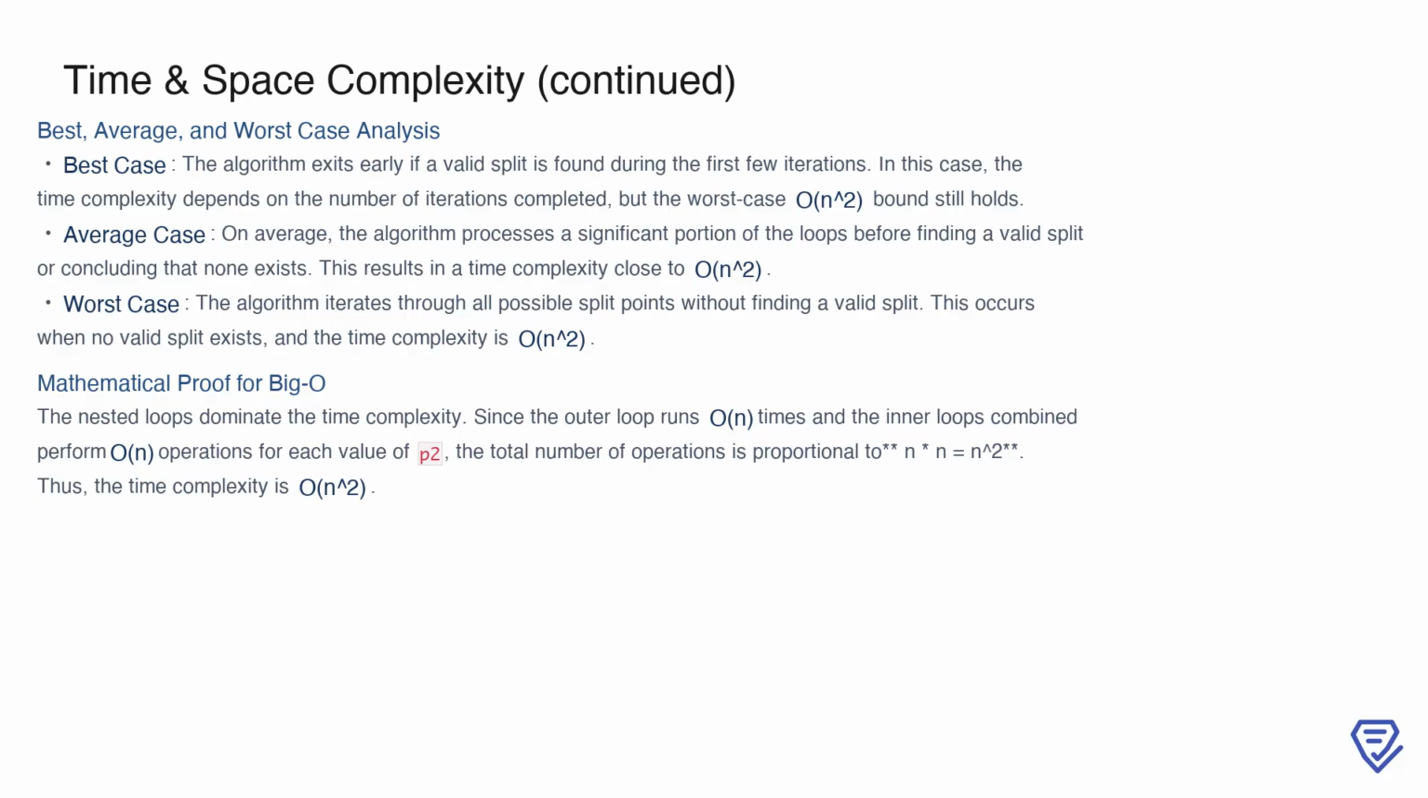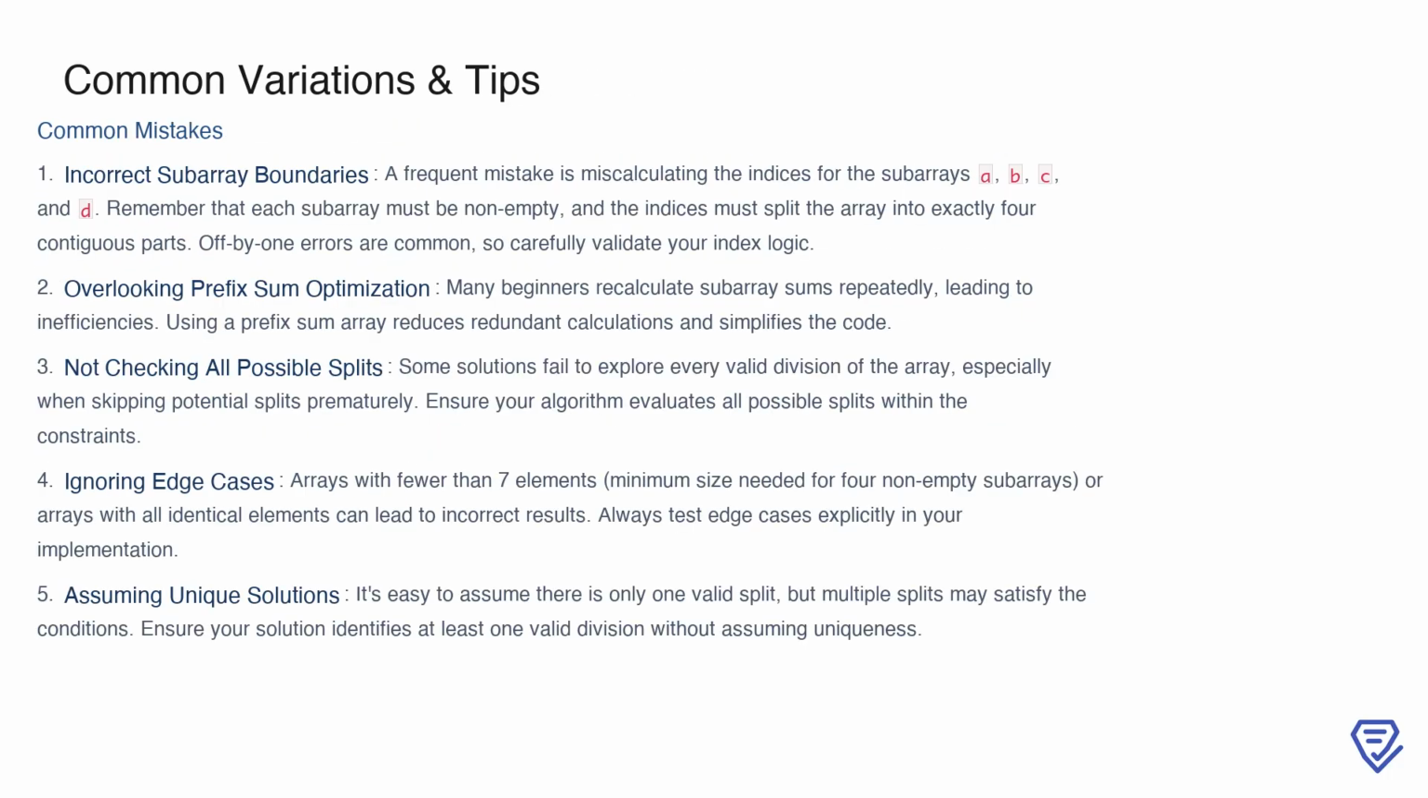Thus, the overall time complexity is n squared. When working on this problem, there are several common mistakes to watch out for. First, incorrectly calculating the subarray boundaries is a frequent issue. Remember, the goal is to split the array into 4 contiguous, non-empty parts, A, B, C, and D. Even a small off-by-1 error can lead to invalid splits, so it's essential to carefully validate your indices.